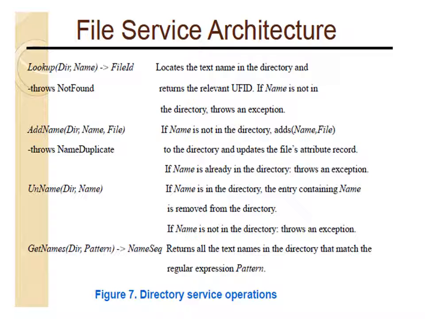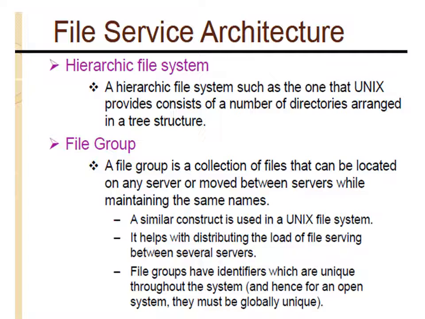The UnName(Dir, Name) function: if the name is in the directory, the entry containing the name is removed from the directory. If the name is not in the directory, this function throws an exception. The next function, GetNames(Dir, Pattern), returns name sequences. It returns all the text names in the directory that match the regular expression pattern.